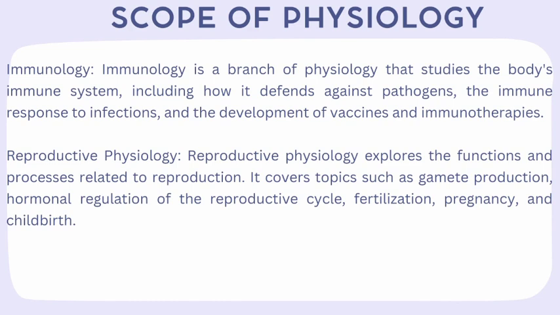Seventh, immunology. Immunology is a branch of physiology that studies the body's immune system, including how it defends against pathogens, the immune response to infections, and the development of vaccines and immunotherapies. Eighth, reproductive physiology. Reproductive physiology explores the functions and processes related to reproduction. It covers topics such as gamete production, hormonal regulation of the reproductive cycle, fertilization, pregnancy, and childbirth.